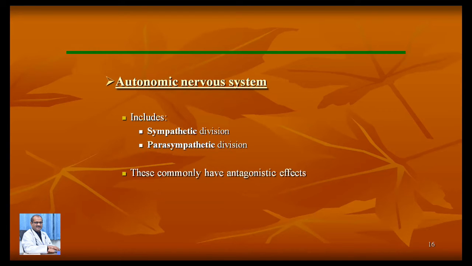So once again, it is classified into sympathetic and parasympathetic divisions. These sympathetic and parasympathetic systems act as antagonists to each other. If one system tries to get the upper hand, the other system tries to curb it, so they are acting as antagonists to each other.